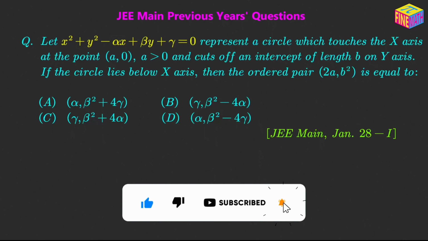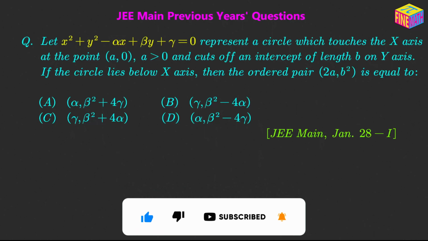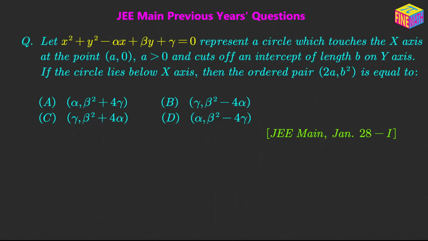It says, let this equation represent a circle which touches the x-axis at point (a, 0), a is greater than 0, that means a is a positive number, and cuts off an intercept of length b on the y-axis. If the circle lies below the x-axis, then the ordered pair (2a, b squared) is equal to which of the options?